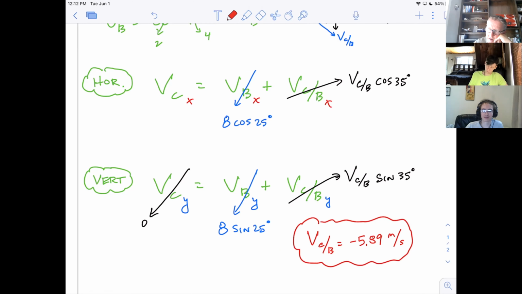And now, of course, I could actually go back up here and throw that in there and multiply it by the cosine of 35, and then I would have the velocity of C with respect to X. So that's kind of cool. So velocity of C not with respect to X, but in the X direction. So I take that number times the cosine of 35, and I get negative 4.82, .828, so negative 4.83.